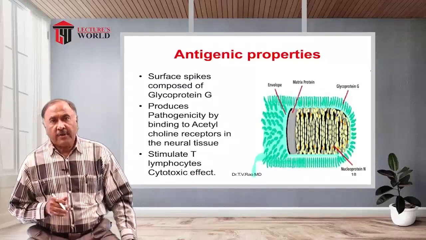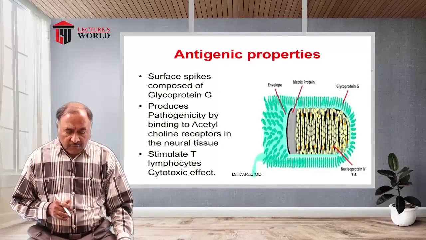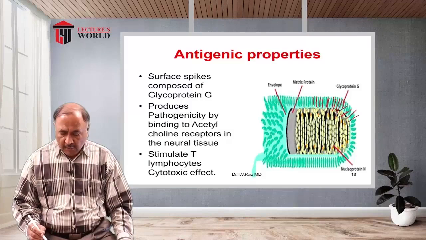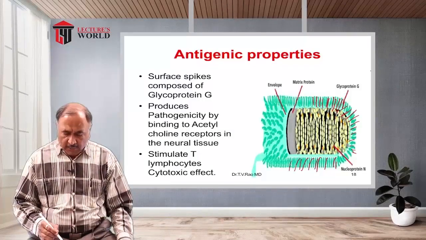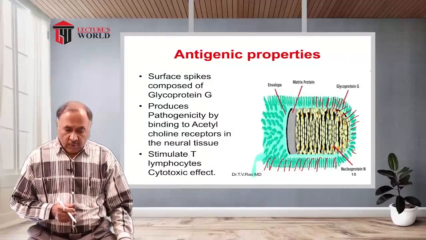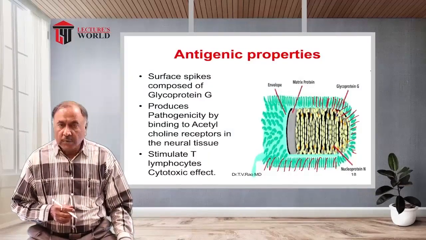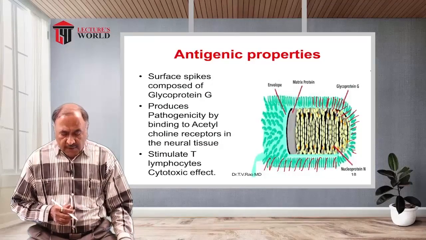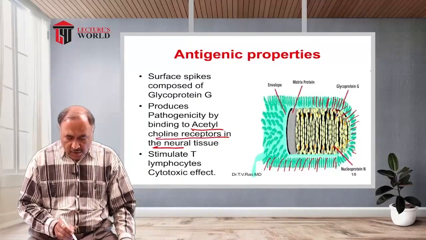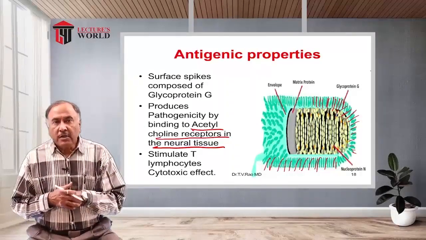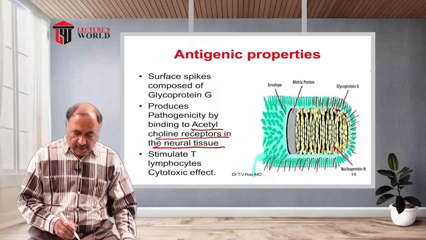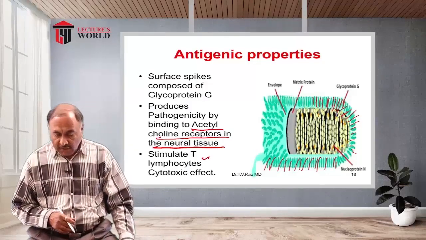Now, coming to the antigenic property of this virus, these viruses have surface spikes, or hair-like projections, or I would say needle-like projections. These spike proteins are very similar to the spike proteins of the COVID virus. These surface spikes are composed of glycoprotein G, and it produces pathogenicity by binding to acetylcholine receptors in neural tissues, that is, to the nerve cells. And it stimulates T lymphocyte cytotoxic effects.